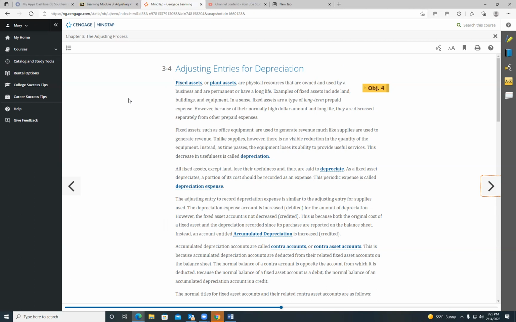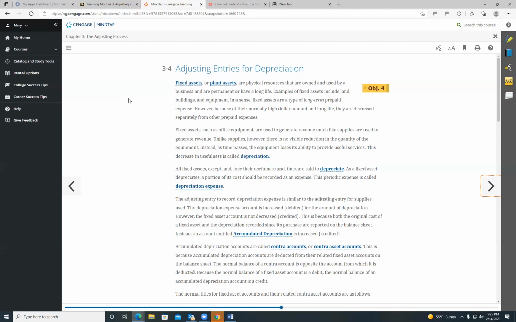The best way to talk about depreciation, which a lot of people can relate to, is your car. The more miles a car has on it, the more wear and tear the engine has, the more it's depreciated in value. Fixed assets are in a very similar manner. All fixed assets except land lose their usefulness and are said to depreciate. As a fixed asset depreciates, a portion of its cost should be recorded as an expense. This expense is called depreciation expense.